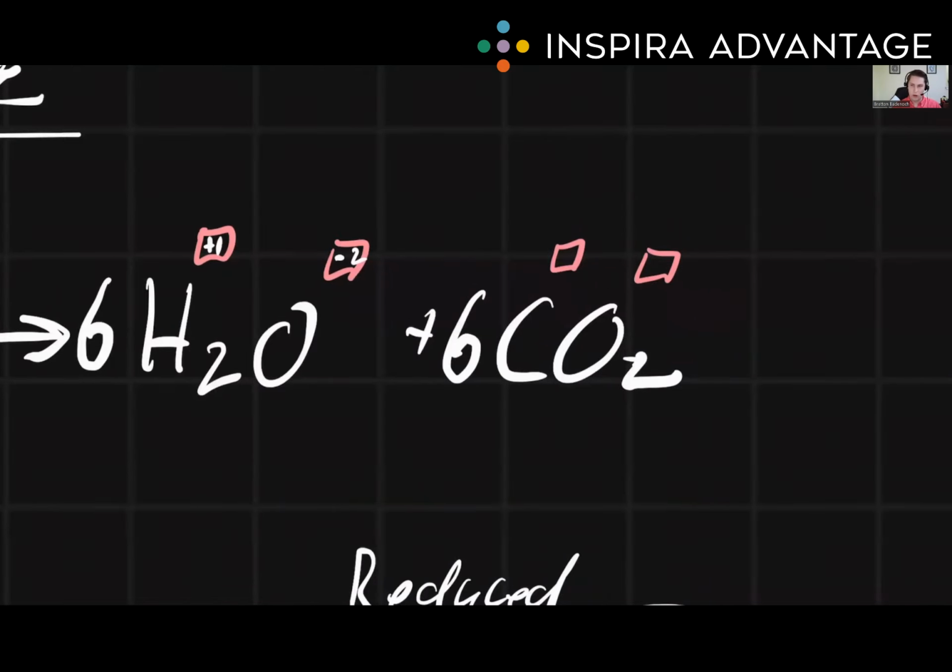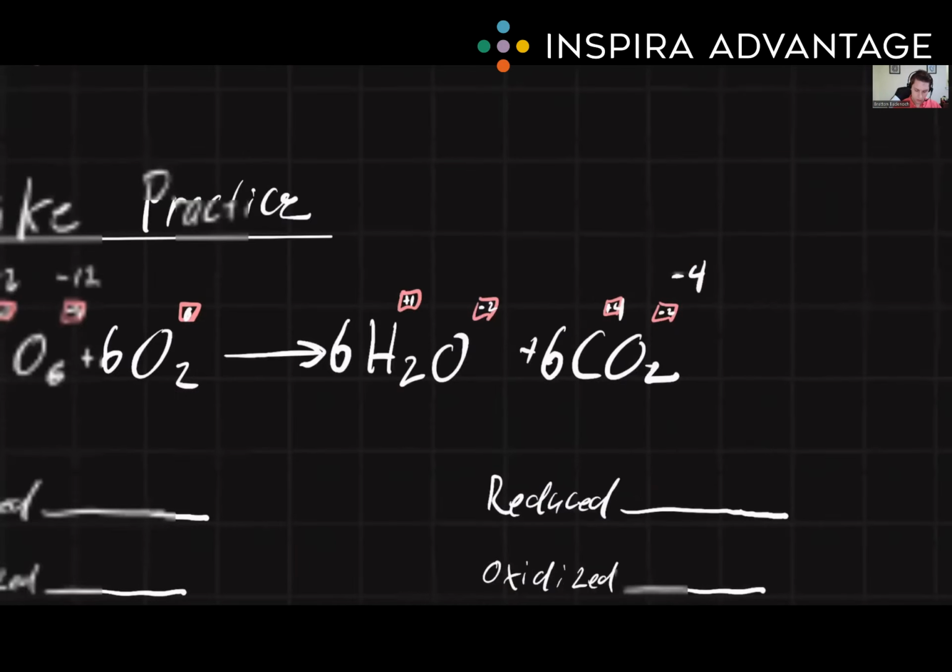Now things get weird when we look at our carbon dioxide. So carbon, that's not on our list, so we're not going to worry about it. We're going to focus in on oxygen. Oxygen must have a -2, contributing an overall -4 charge. We only have one carbon, and it needs to balance out to 0, so carbon must be a +4 charge.